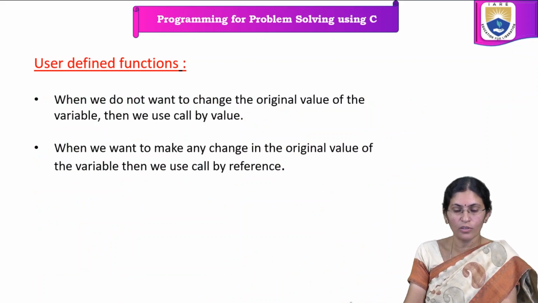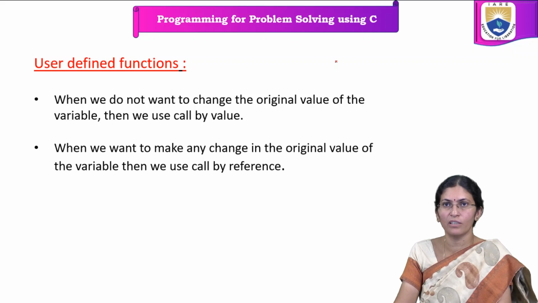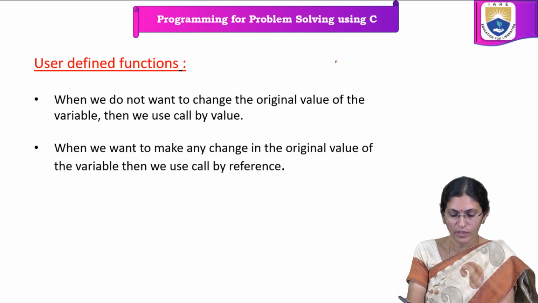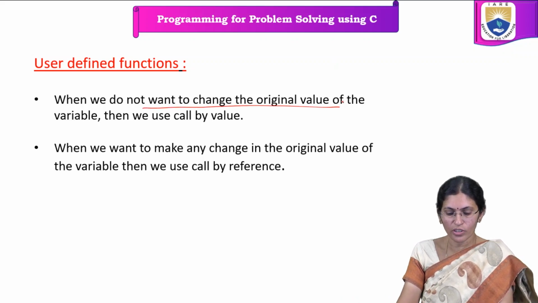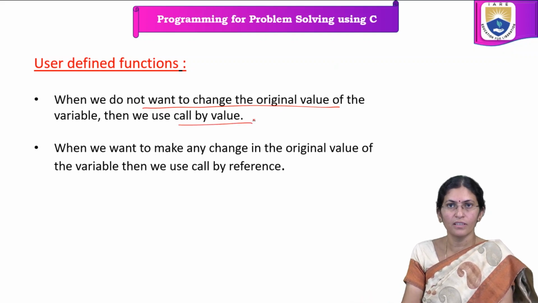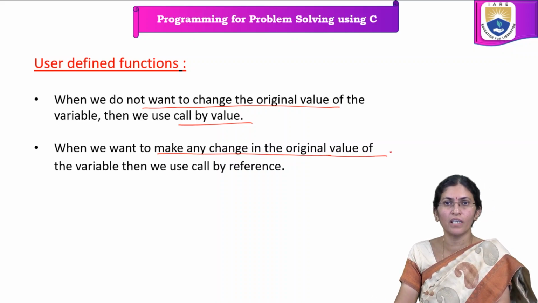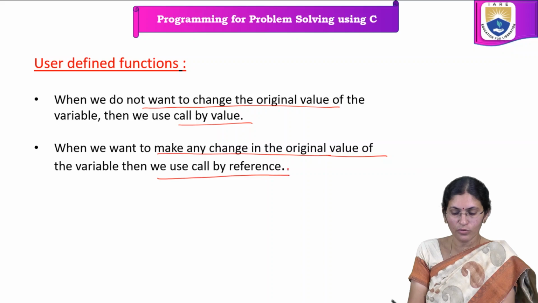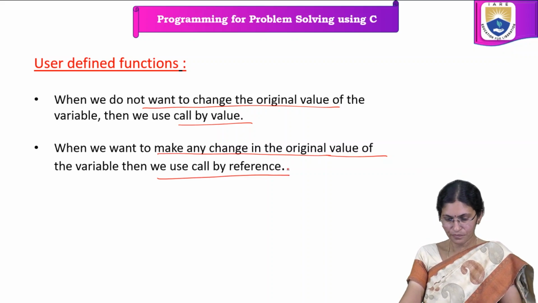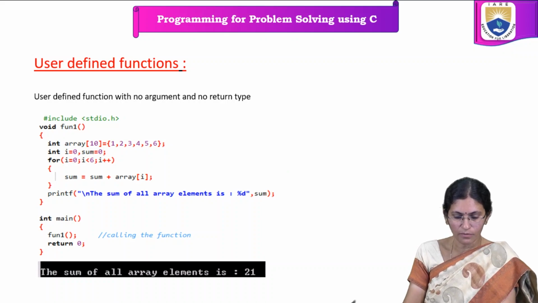So when do we use these different methods, call by value and call by reference? When we do not want to change the original value of the variable, then we can use the call by value method. If we want to make a change in the original value of the variable, then we can use the call by reference method. So these are the conditions.